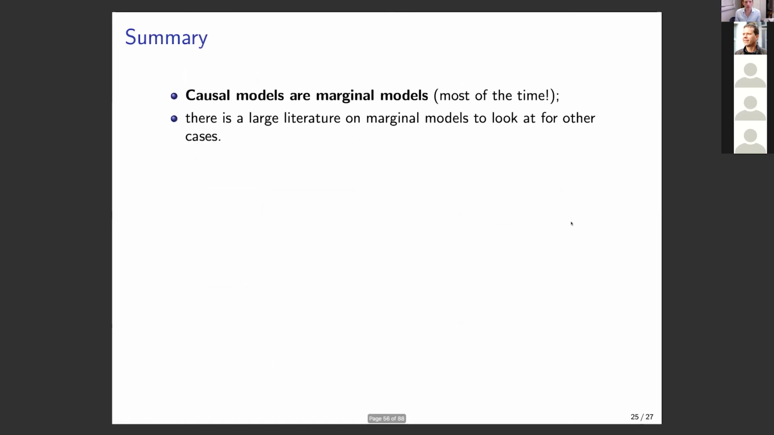Okay, so the main message I'd like to get across in this talk is that causal models are marginal models, right? So if you want to do causal modeling, it's helpful to know about marginal models and methods for dealing with them. And what I'm hoping is that this work will inspire people to go and look at the marginal modeling literature, which is very large and has lots of things in it that people might not have thought to apply to causal models before.